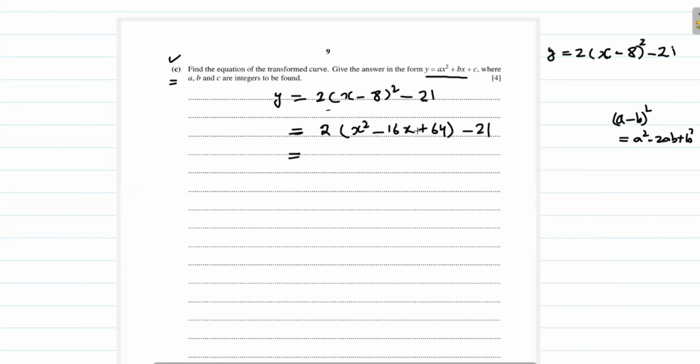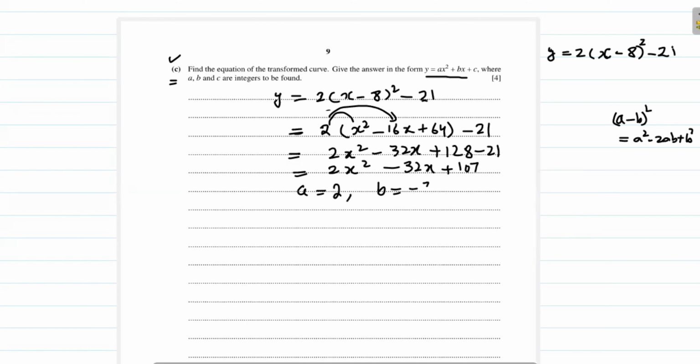Now we multiply this expression by 2. This becomes 2x squared minus 32x plus 128 minus 21. And this can be written as 2x squared minus 32x plus 107. Here a is equal to 2, b is minus 32, c is equal to 107, and this is the answer.